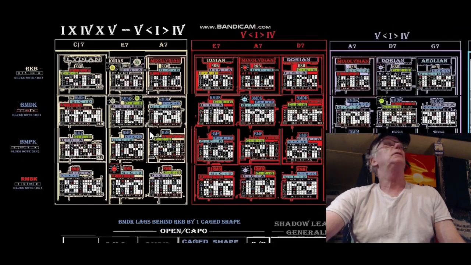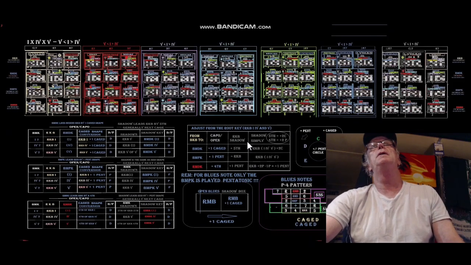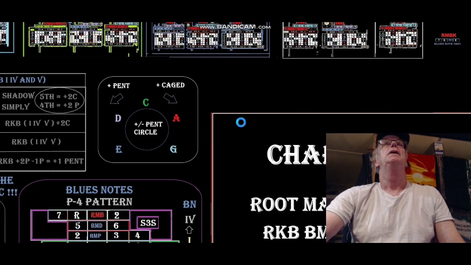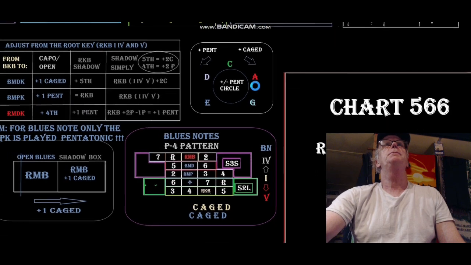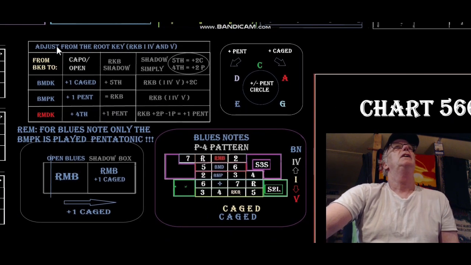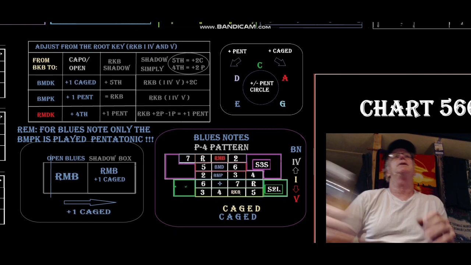So let's skip to the chase here. I think the wife could be even home already, and we'll have to continue the lesson later. This is the most important part of this lesson right here. To adjust from the root key, okay, if you could get a little screensaver of this, you'd have everything, but you have to know how to use it, and that's why I make the videos.